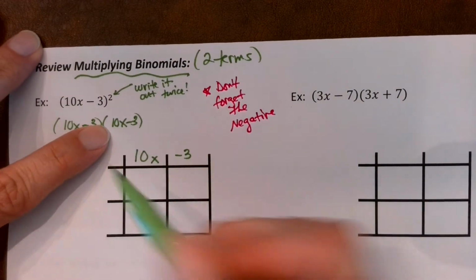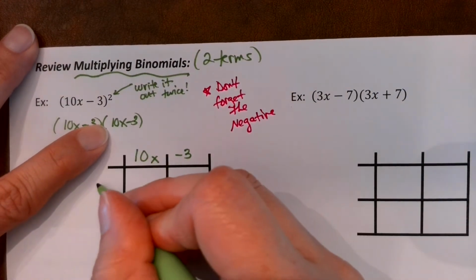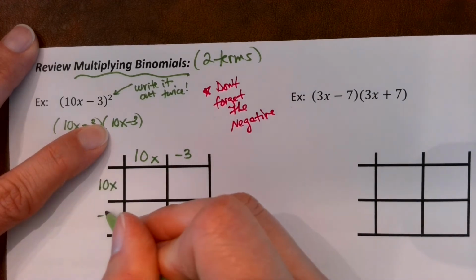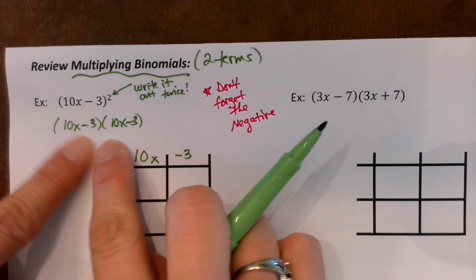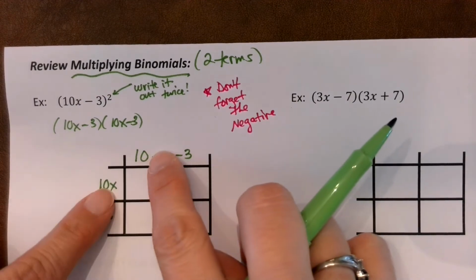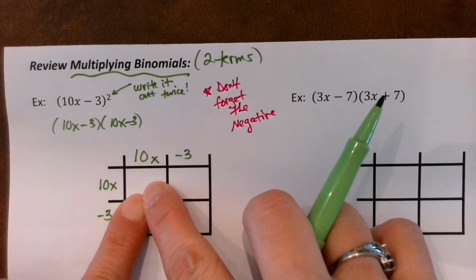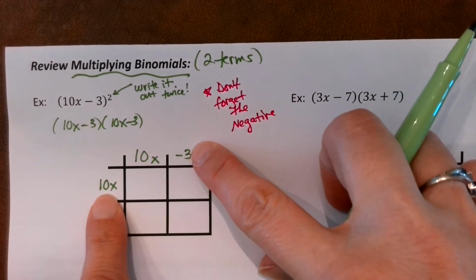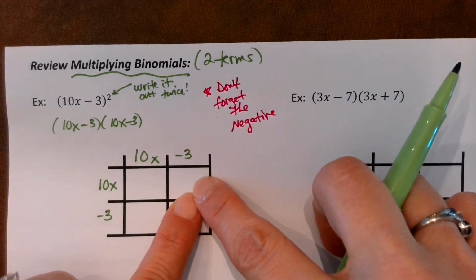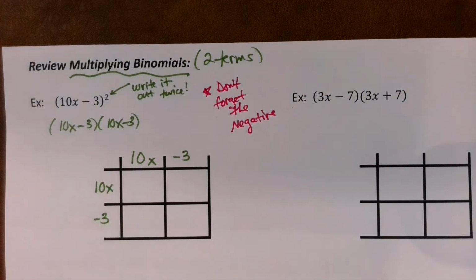The second binomial, I'm going to write along the left side here: 10x minus 3. What we're doing when we're multiplying is taking these two terms and multiplying them to fill this box. These two terms are going to multiply to fill that box. So let's do the first one.